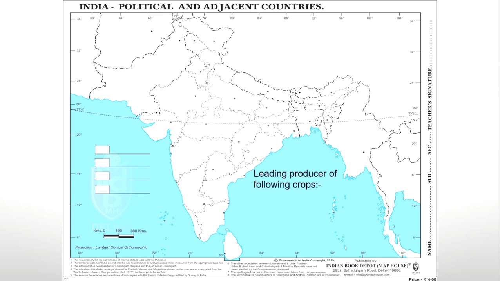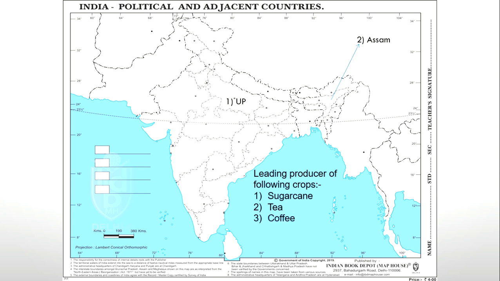I'll be showing you the crops' names also and the leading producer states. So let us go ahead with the first one. You all can see the first crop is sugarcane. Sugarcane leading producer is Uttar Pradesh. Then the second one is tea. Everyone knows that maximum tea cultivation is done in the state of Assam. So Assam is the leading producer of tea, followed by West Bengal, Tamil Nadu, Kerala. They also have quite a good amount of tea production.